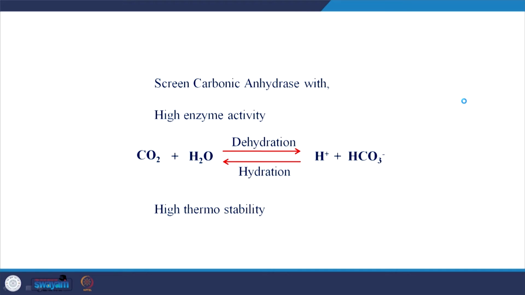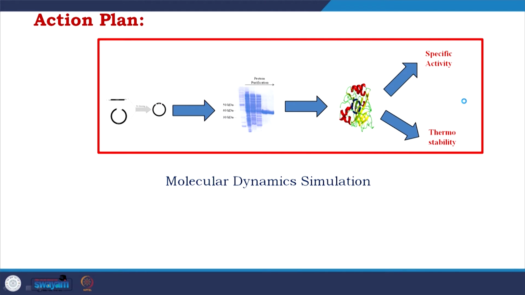So, we want to screen carbonic anhydrase with high enzyme activity and high thermostability. But the whole process was highly cost demanding and practically impossible, because you have to bring new enzymes, you have to clone each and every one and then test their specific activity and thermostability. It demands a lot of money, a lot of manpower, and kind of says that it is impossible. So we decided to replace the whole thing with molecular dynamic simulation. What we wanted to do?